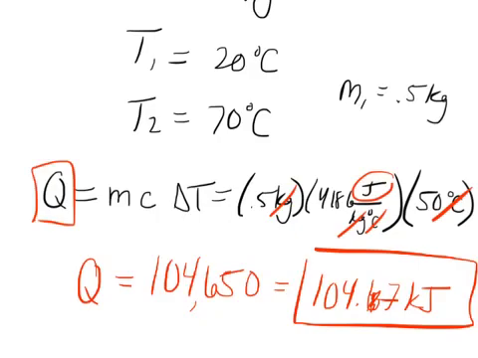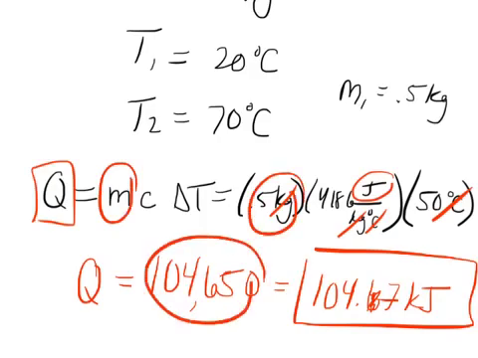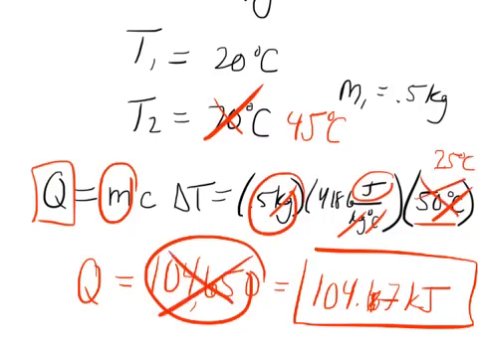And let's talk about this. What if the mass had doubled? What if there was 1 kilogram instead of a half? Well, then this was just double, which would make this double, which would make this answer double. What if instead of going 50 degrees up, we went from 20 to 45 degrees Celsius? So now the change is only 25 degrees Celsius. Well, that means that the delta T went in half. So this number here would be cut in half, and this number would be cut in half. So we need to know how the relationships work, and think about it logically.